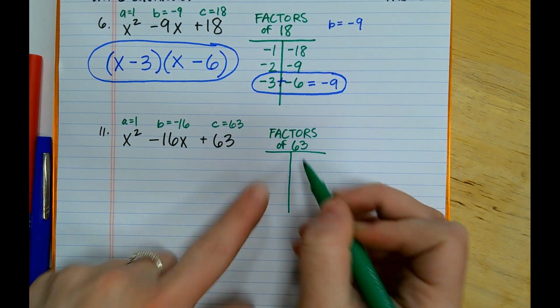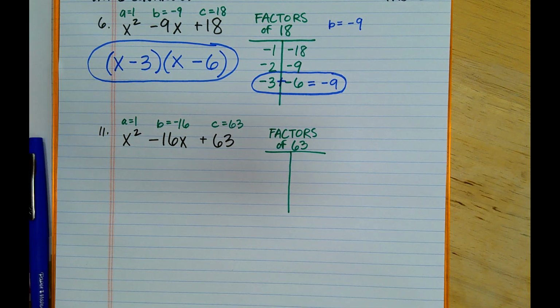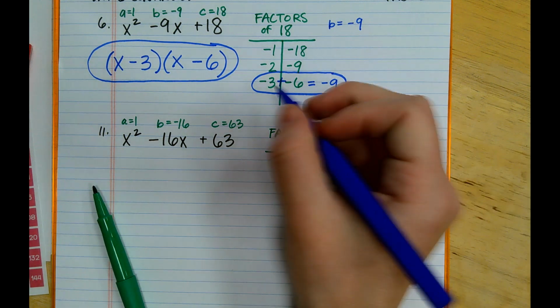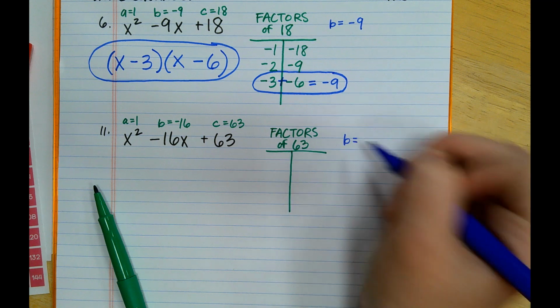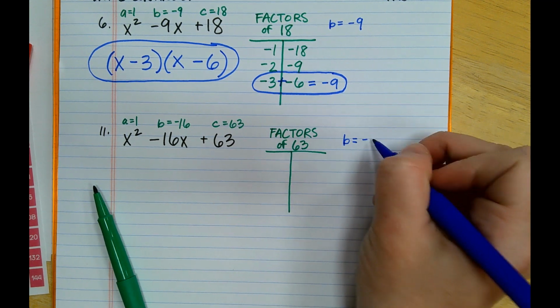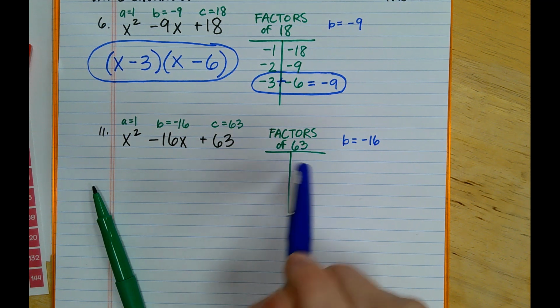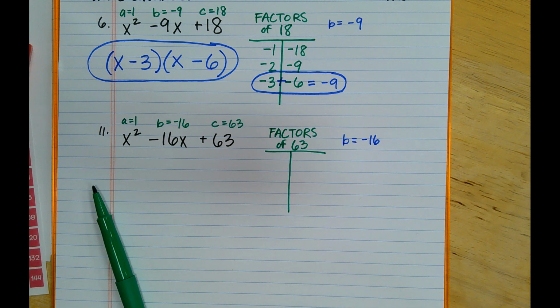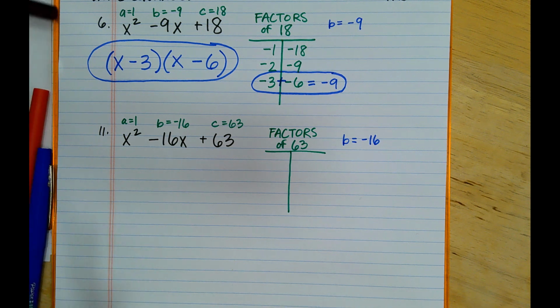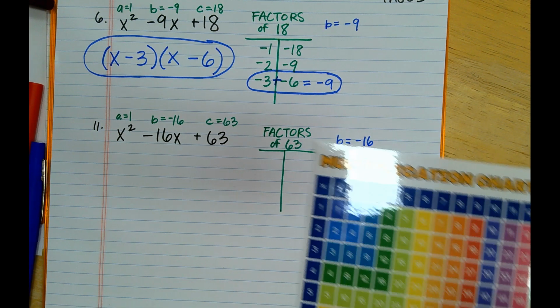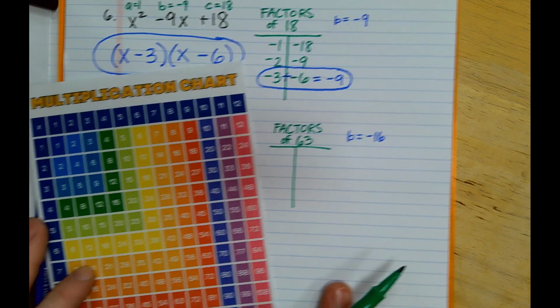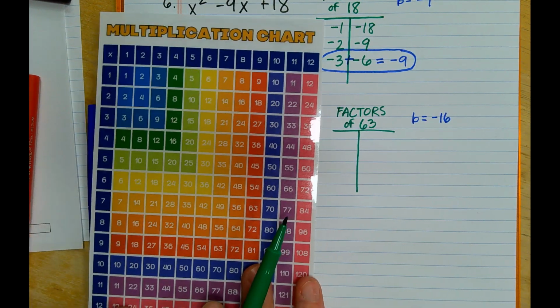So we have a positive 63. Remember, the factors we find need to add up to b, which is negative 16. Will two positive numbers ever add to a negative? No. So our factors need to be negative numbers. Let's think about what we can multiply together to get 63.